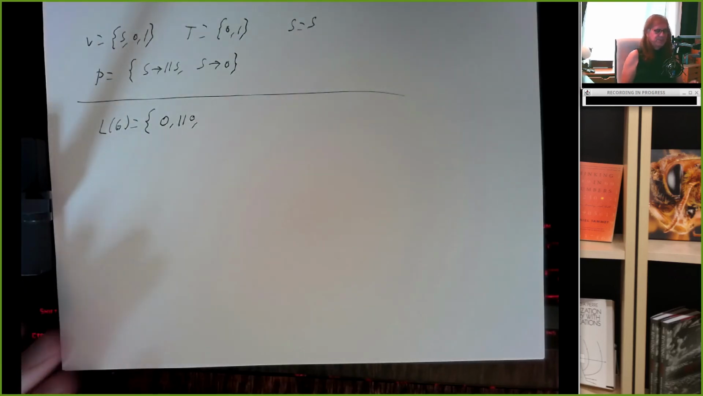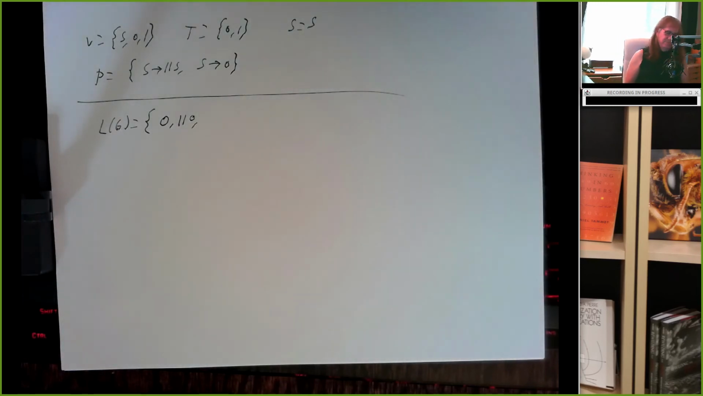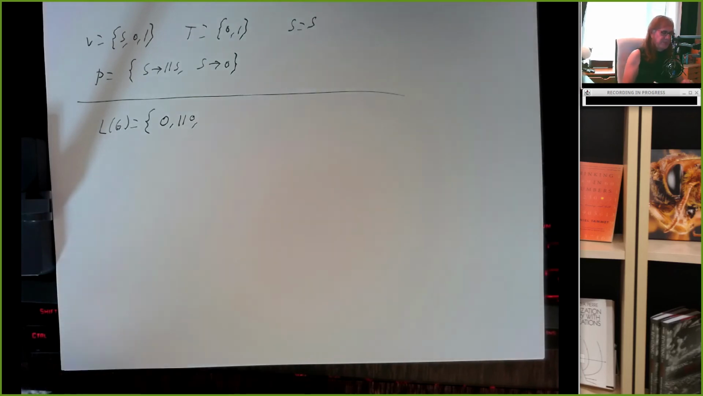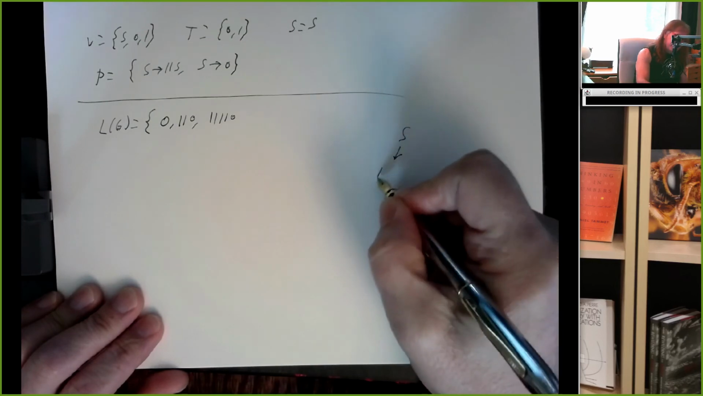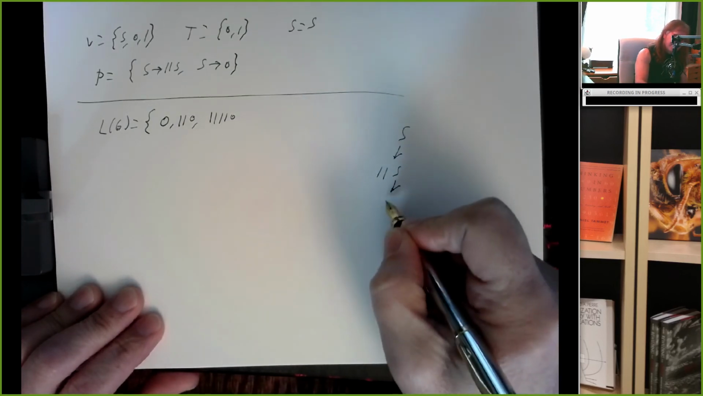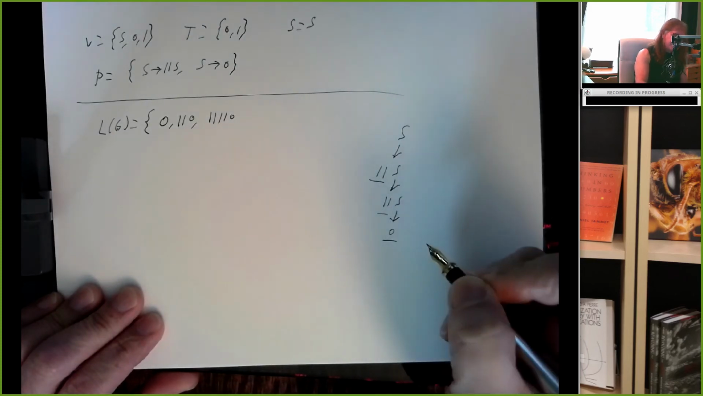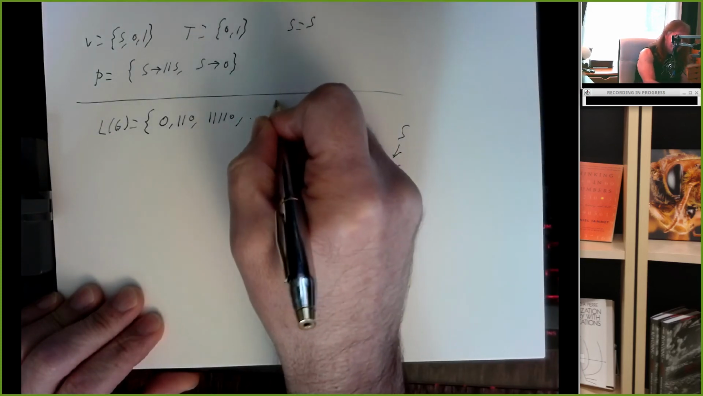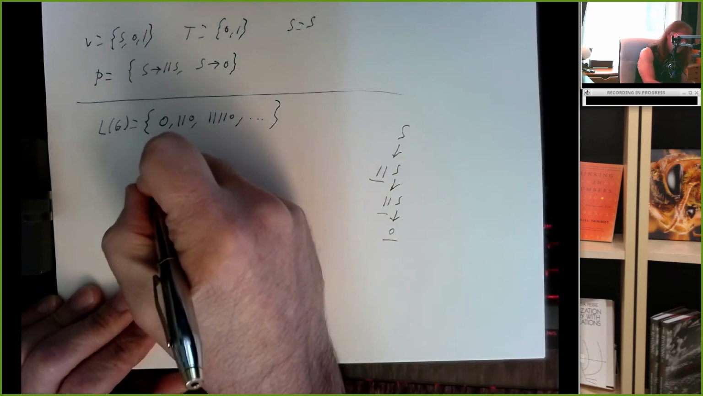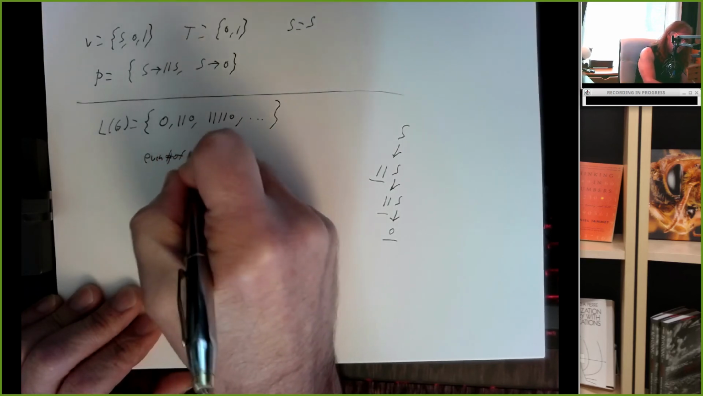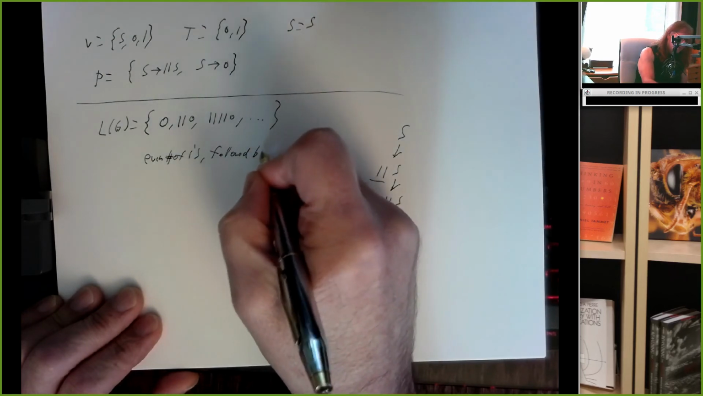How about one more? 1111S or 11110. Yeah. Because our S could change into a 11S, and this S could change into a 11S, and this S could change into a 0. So we got 11110. And we can keep doing that, right? So this is an even number of 1s followed by a single 0.